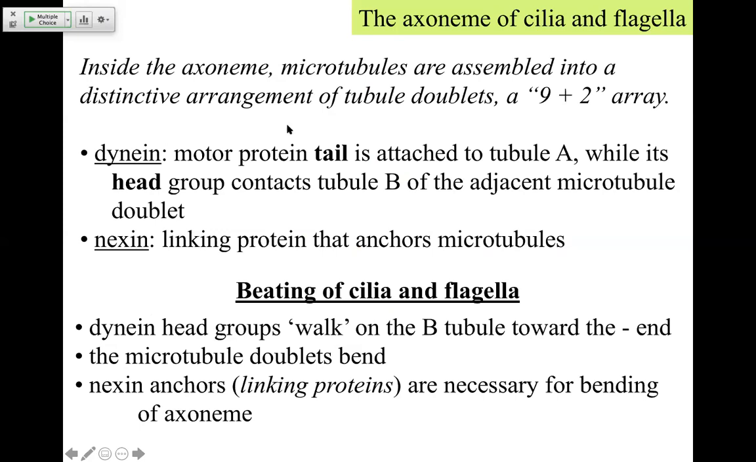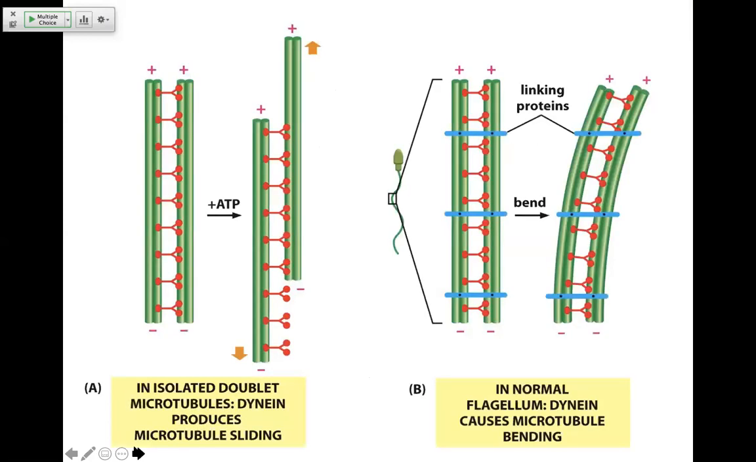Dynein is the motor protein. The tail's attached to one tubule, and the head domain contacts the other microtubule, the adjacent microtubule. And the nexin is the linking protein. The dynein is going to be walking along one doublet and really carrying one microtubule relative to its neighboring microtubules. So let's take a look on our next slide.